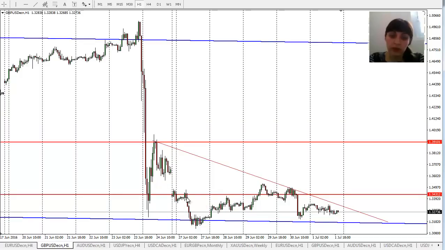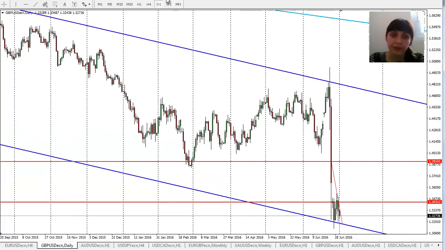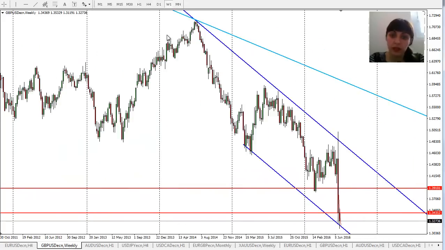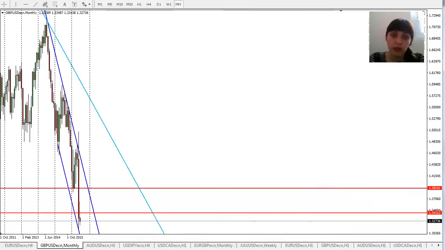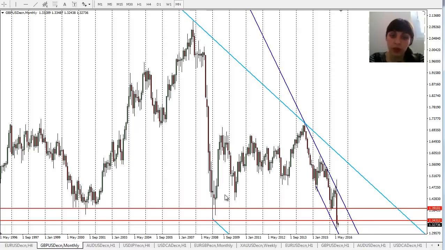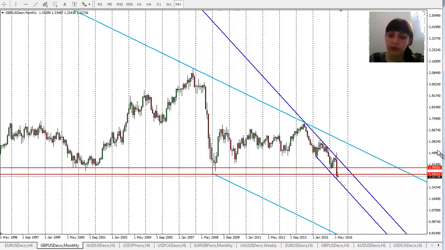At this moment, you can see it's balancing between the lowest price and the downtrend channel. Say a small downtrend channel, because we have the huge one, and that's the other little one, which is also one of the main ones, but inside of the big one.